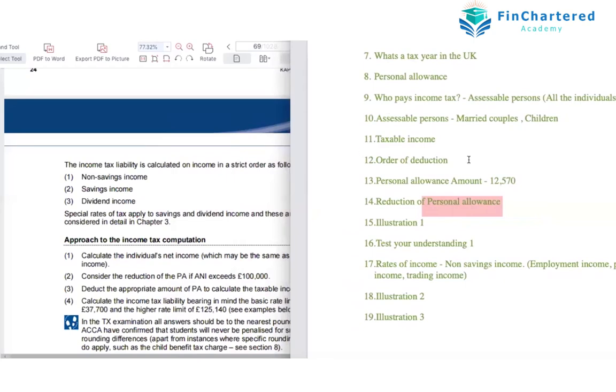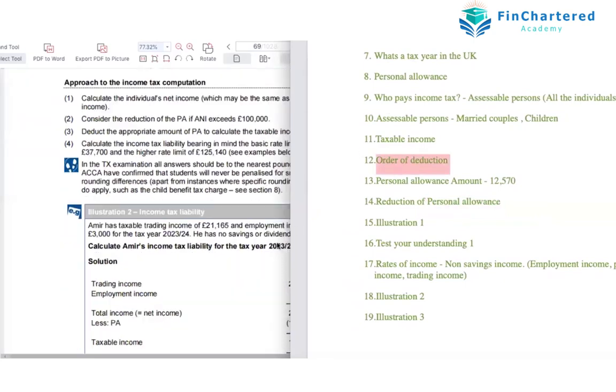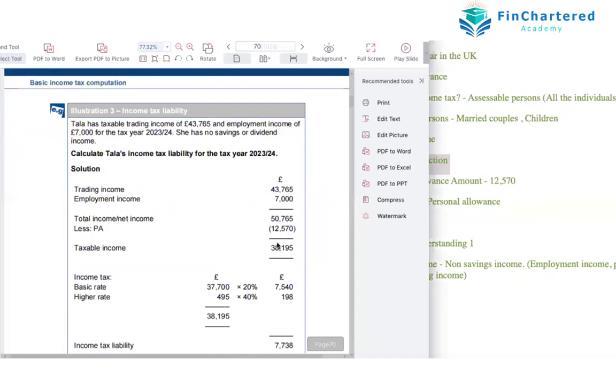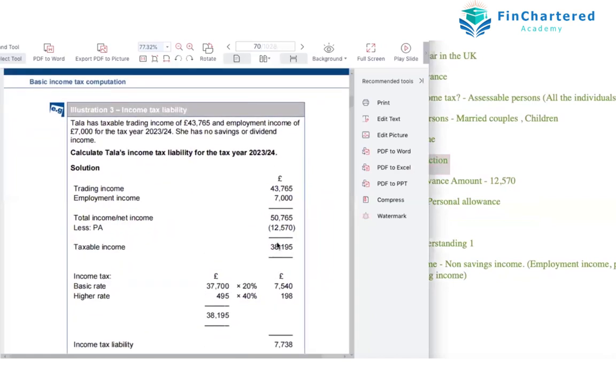Okay. Order of deduction. Income tax liability. Tala's example I saw. You remember? Tala has a trading income of 43,000 and an employment income of 7,000. So Tala's total income is just 50,765. So Pooja, you don't have to do the calculation which we did just now. You don't have to calculate the adjusted net income here. Why? Because the income is less than 100,000.